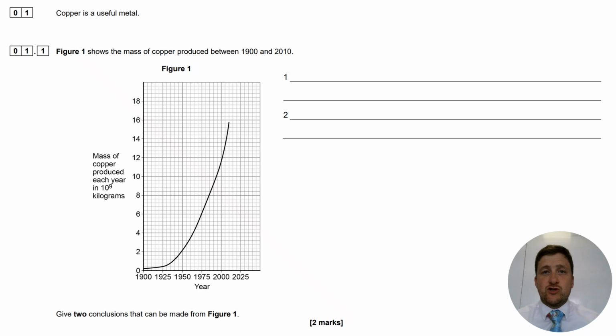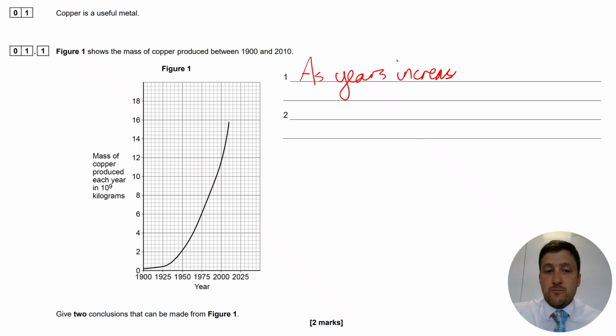And if you notice, it says give 2 conclusions that can be made from figure 1. Now this is a great question because there are loads of things you can say about it, not just 2 things at all. So don't worry. Sometimes you have to say specific things, other times you can say lots and lots of different things from a graph. It can be as simple as, as the years increase, the mass of copper produced increases. Okay, that is a nice simple one. Always start with the x-axis and then say something about how the y-axis changes as well. So as the years increase, the mass of copper produced increases.